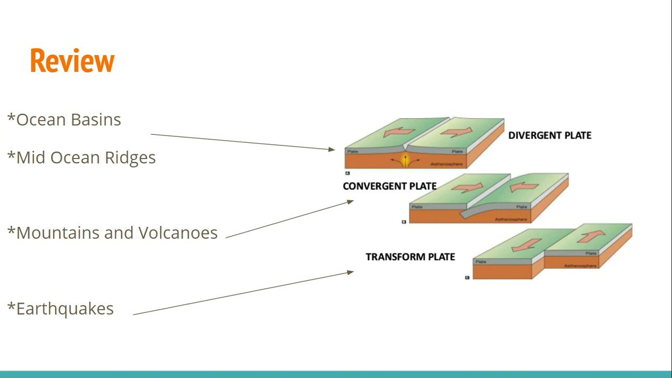At transform plates, this is where the two plates slide past each other. Remember, transform, slide. Mainly, we get earthquakes here. Our ring of fire, which is in our Pacific Ocean, is where we have a lot of earthquakes and volcanoes. That's why it's called the ring of fire. A lot of volcanoes, but we also get a lot of earthquakes here as well. One famous transform plate boundary is our San Andreas Fault, and that is found in California. That is why there are a lot of earthquakes in California.